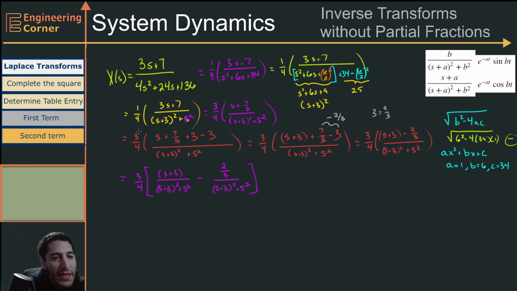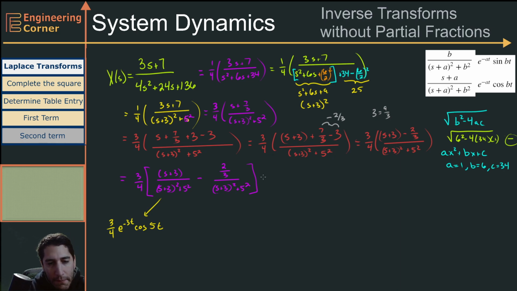This term is exactly like the bottom entry right over here. It's exactly like that. My a's are the same. My denominator's in the right form. So this first term, right away, I can say this is going to be e to the minus 3t times the cosine of 5t. And don't forget this 3/4. So I have 3/4 times that. Okay. Now we need to work on this second term.